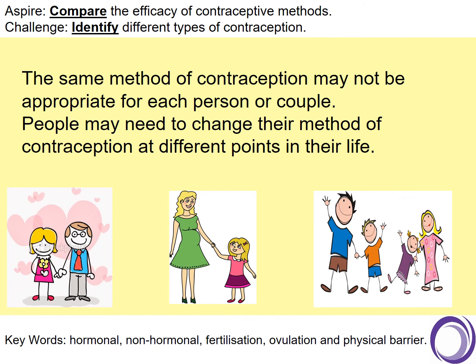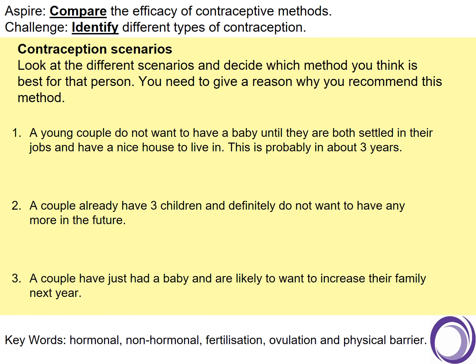So this is where we're going to have a little bit of an empathise, and we're going to think about what would be the best method for a certain group of people. So these are the contraception scenarios, and what I want you to do is to look at the different scenarios and decide which method you think is best for that person or couple at that time. And I need you to give me a reason why you would recommend this method. Now that could be more than one different method that you could recommend. And there could be lots of different reasons as to why you recommend that one.